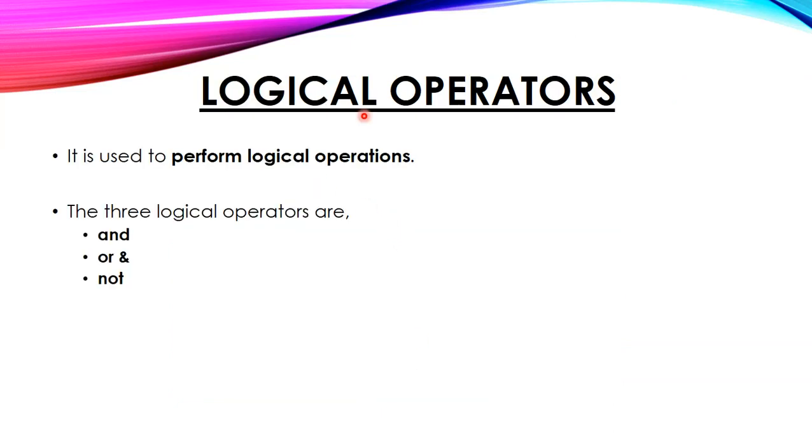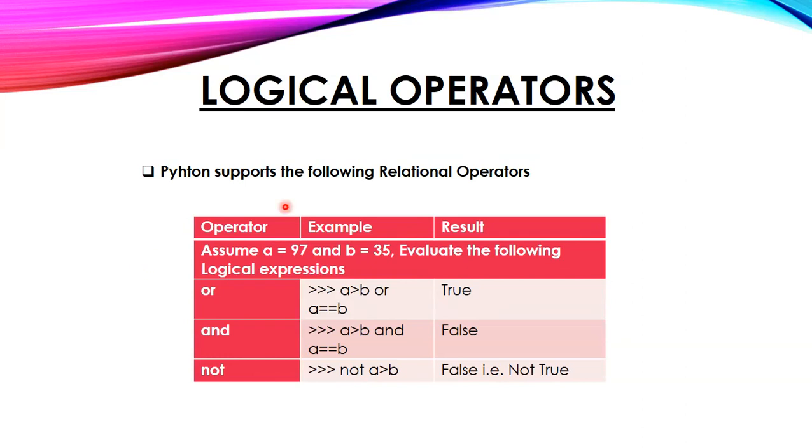Next is logical operators. They are used for logical purposes, so they are called logical operators. The three logical operators are and, or, and not. See the tabular column: and, or, not. See the symbols here.